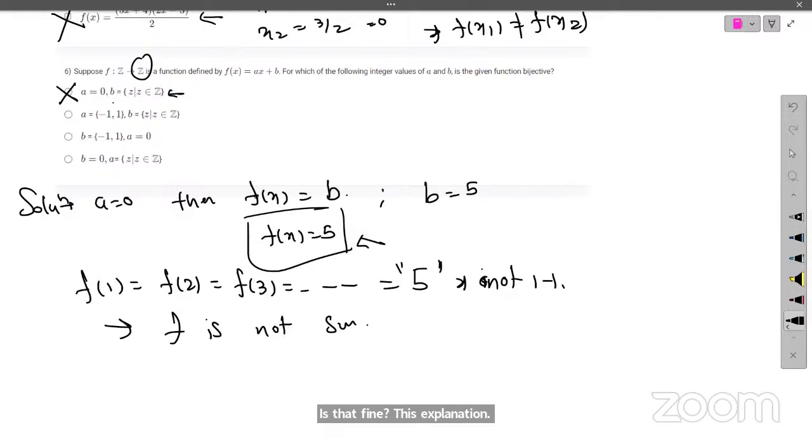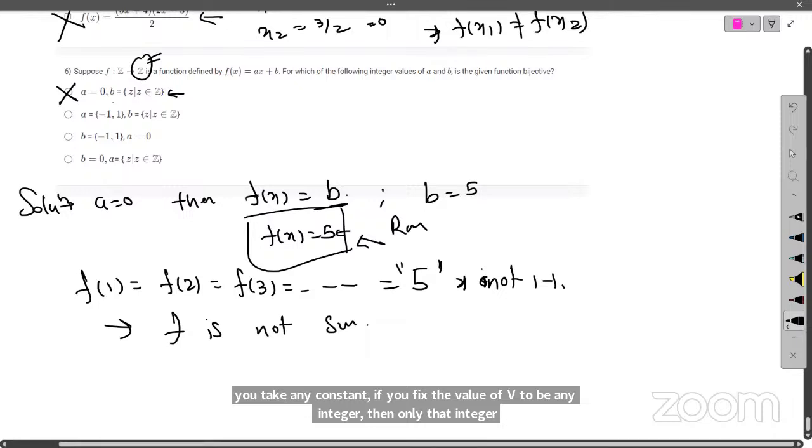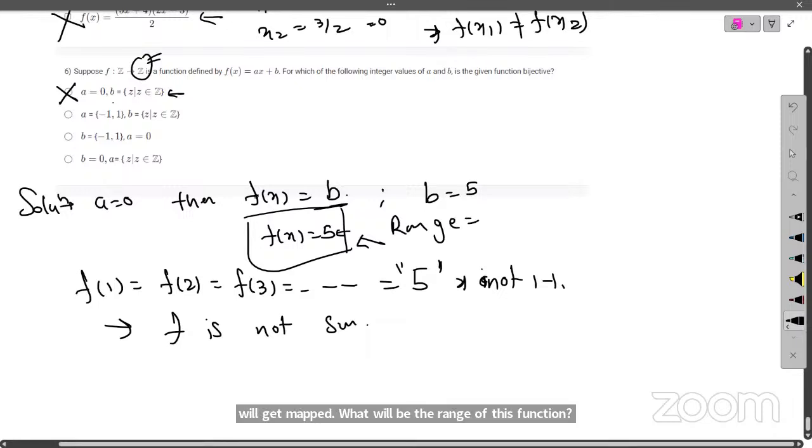It is not injective, that we understood, but how is it not surjective, you are saying? Because see, here the codomain is the set of integers. But if you take any constant function, if you fix the value of b to be any integer, then only that integer will get mapped. What will be the range of this function? Okay, range is only 5. The range is the singleton 5, right? So that's why it's not equal to the set. Okay, fine. So this is one thing.